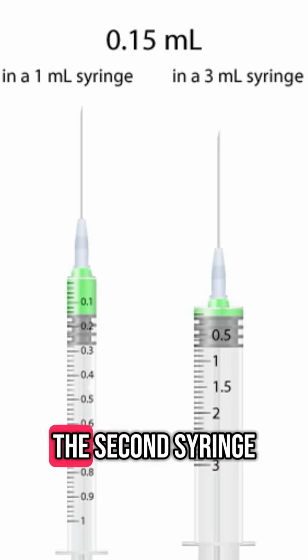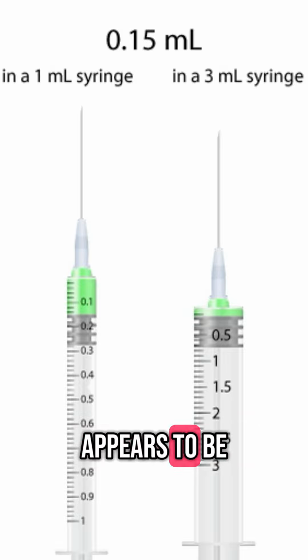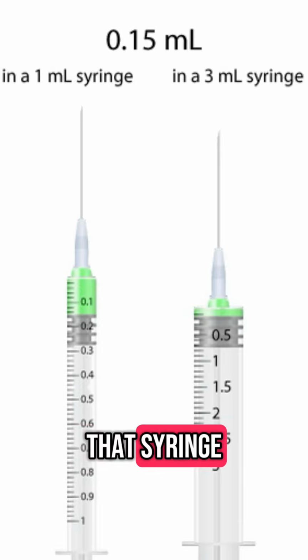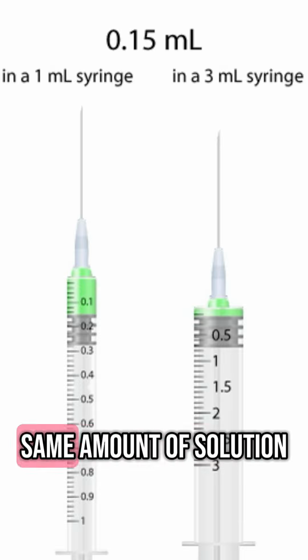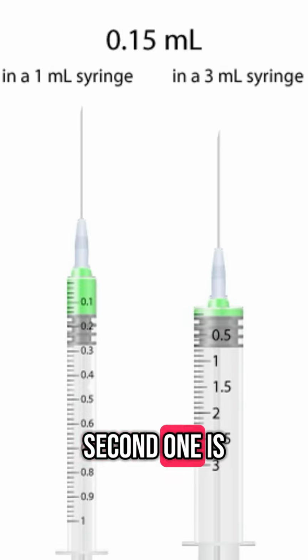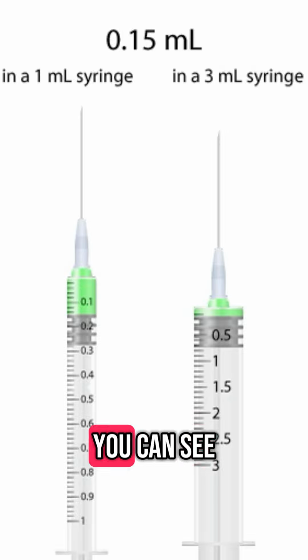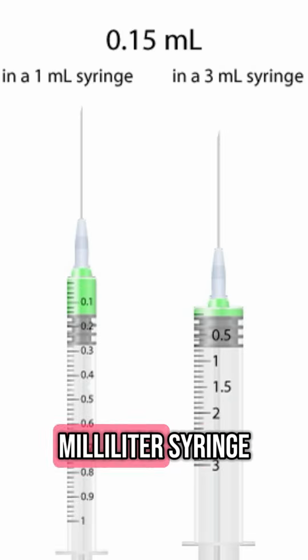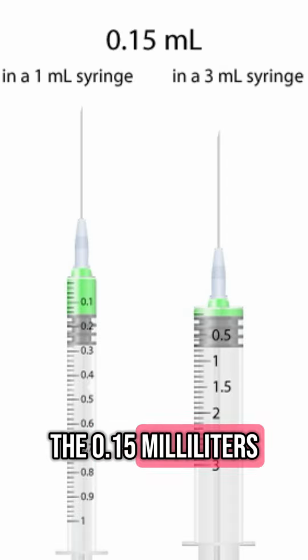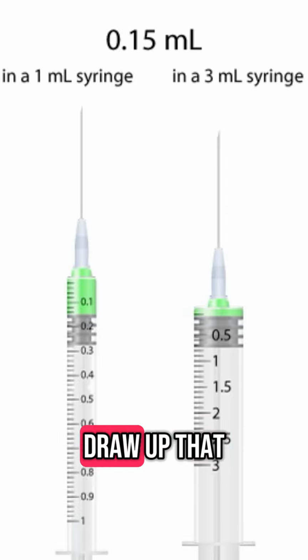Now looking at the second syringe, as you can see here, it appears to be less solution in that syringe, but it's really not. It's the same amount of solution. It just looks different because the second one is a 3 milliliter syringe. And so as you can see in this one for the 3 milliliter syringe, the 0.15 milliliters goes between the first and second line to draw up that 0.15.